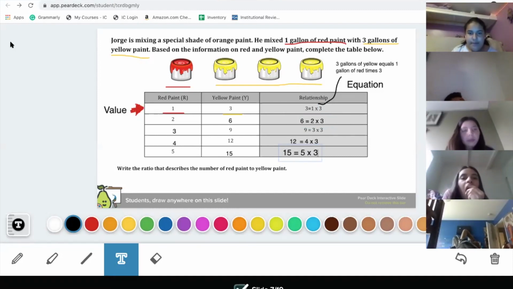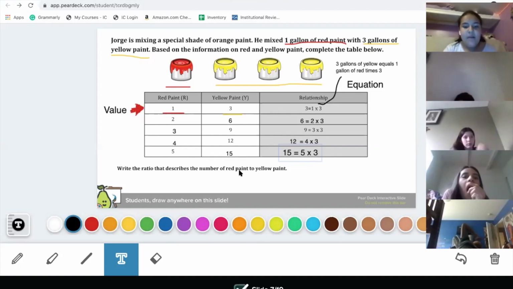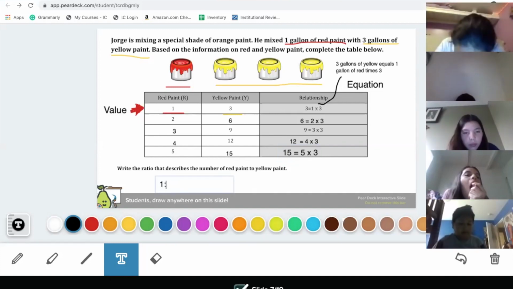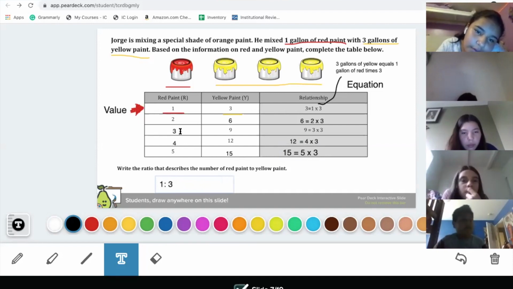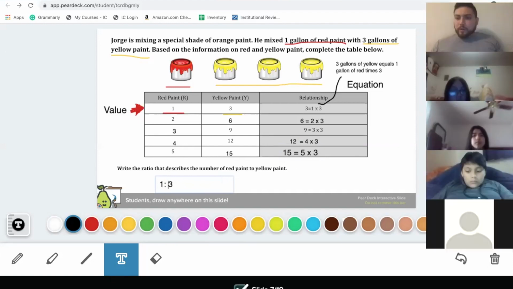So now we're going to write a ratio that describes the number of red paint to yellow paint, 1 to 3. That's our value that starts off this whole table. So update your Pear deck accordingly. Emmeline, make sure you're tracking. So write down the ratio that describes the number of red paint to the number of yellow paint. When you have finished typing all this in, we're going to move on to the next slide.